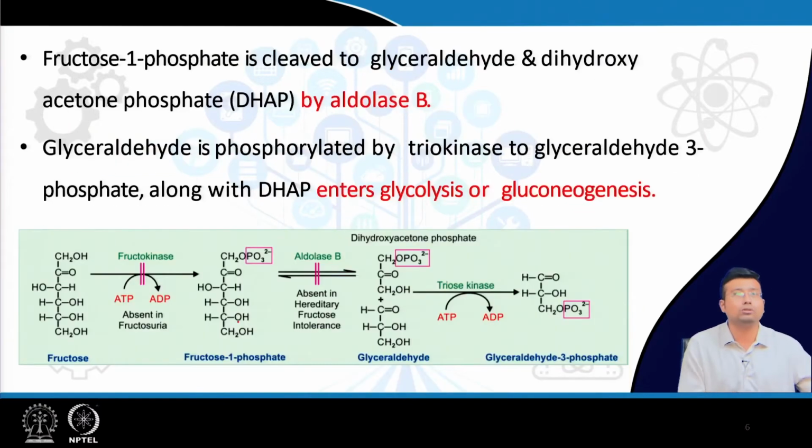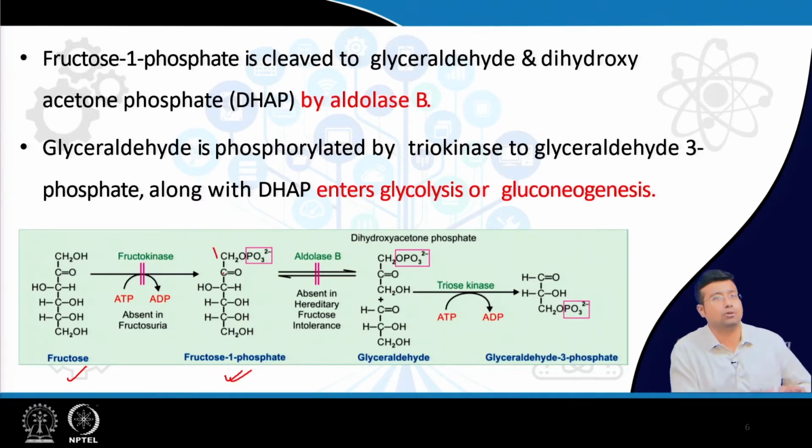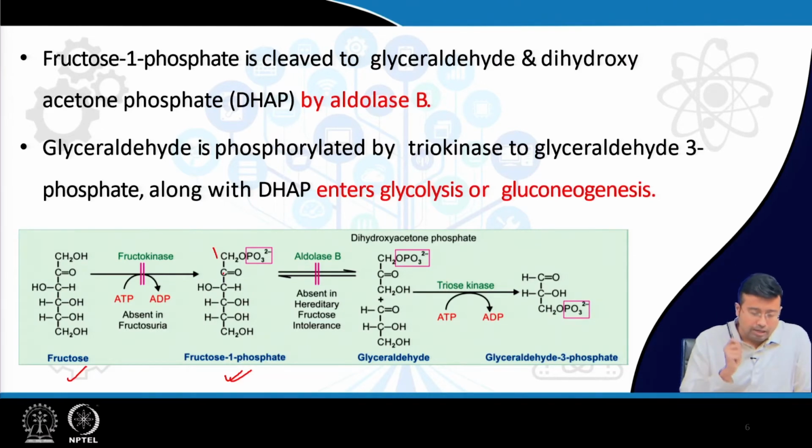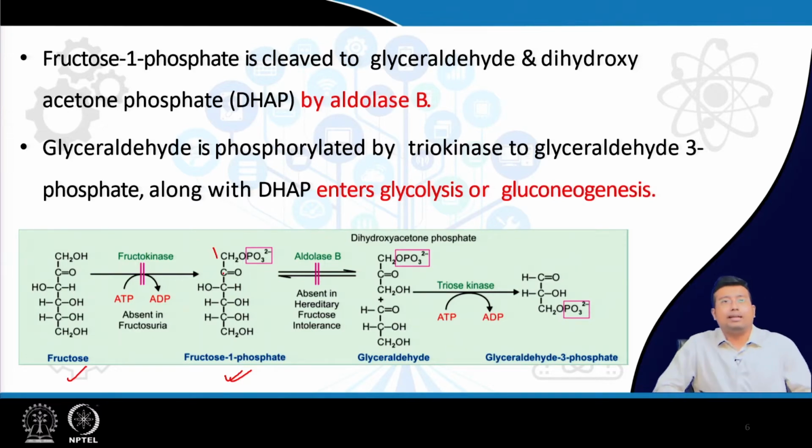So what acts on fructose? Fructokinase acts on fructose to form fructose 1-phosphate. So phosphorylation has happened in the first position. If you look at the structure, it is easier to understand, but you may choose to ignore the structure. It is the next enzyme that is extremely important. So what is it doing? Remember, in glycolysis there was an enzyme, aldolase A, that was breaking down a 6 carbon compound into 2, 3 carbon compounds.